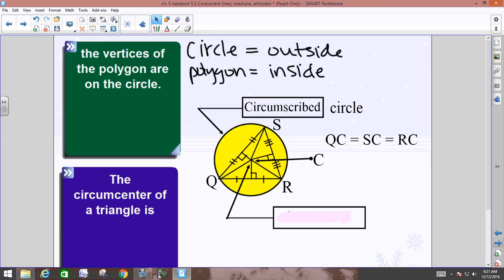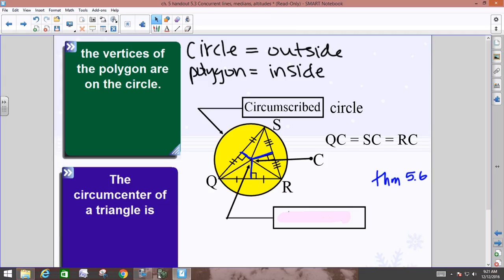If I look at theorem 5-6, right above us, it says the perpendicular bisectors of the sides of a triangle are concurrent at a point equidistant to each vertex. So if I look at your circumscribed triangle here, here's a perpendicular bisector of SR, perpendicular bisector of SQ, perpendicular bisector of QR.